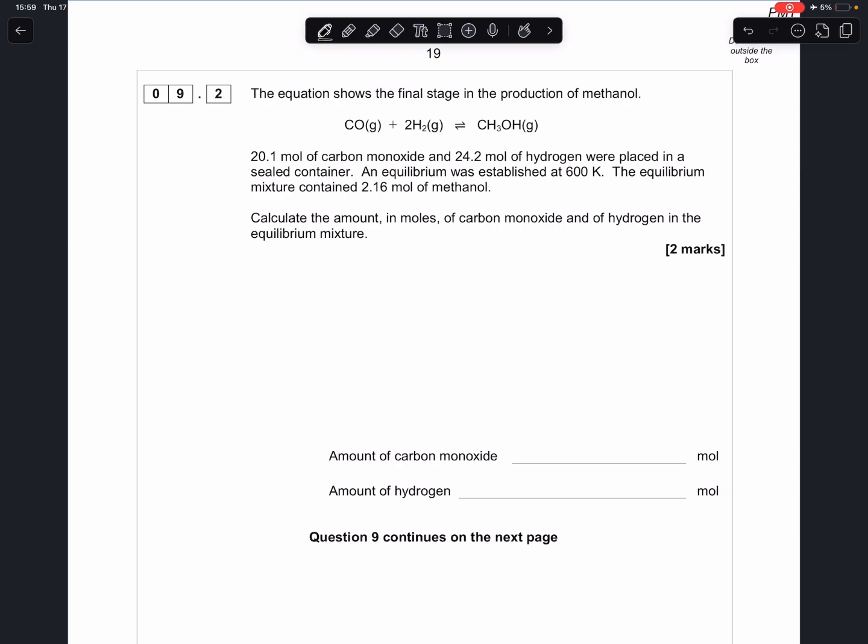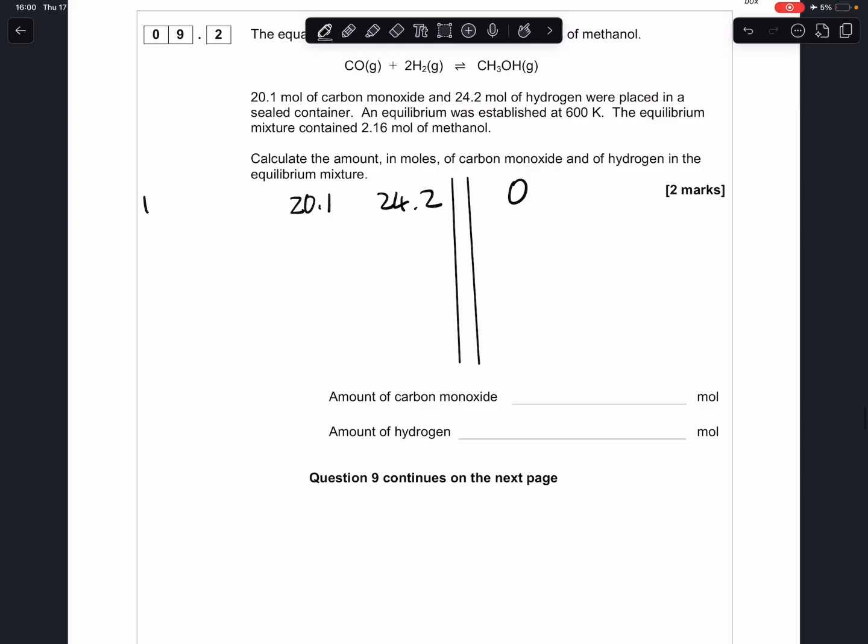So I'm going to just write it out like this here because I can't be asked to write it out again, but you guys can if you want to. I kind of like to use these two lines here to represent the equilibrium equation. The question tells us we've got 20.1 moles of carbon monoxide and 24.2 moles of hydrogen, just as they were placed in the sealed container. No reaction has yet happened, so we have 0 moles of methanol. So this is our initial, and then we should write our change and our equilibrium.